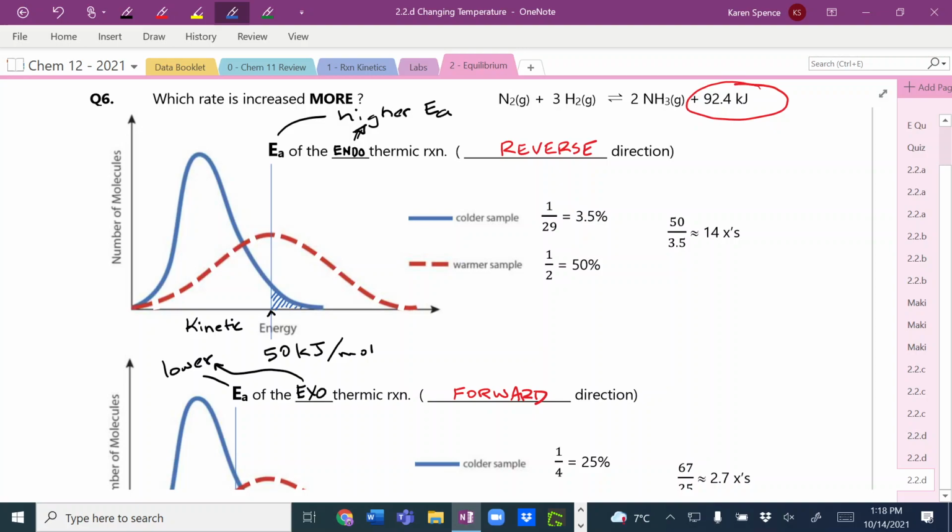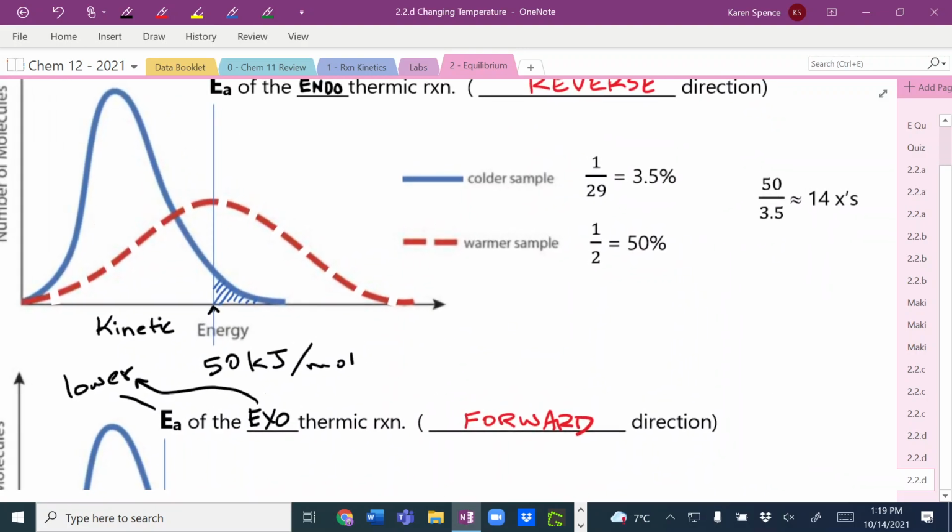Now, I did a little approximation. You remember those triangles from that video? I approximated my triangles, and I counted, and I got 29 triangles to fill this whole thing. I feel like I might have been a little over, but I counted again and got 25. It's going to be 20-something triangles, yes? So 1/29th of the collisions at the colder temperature will be successful.